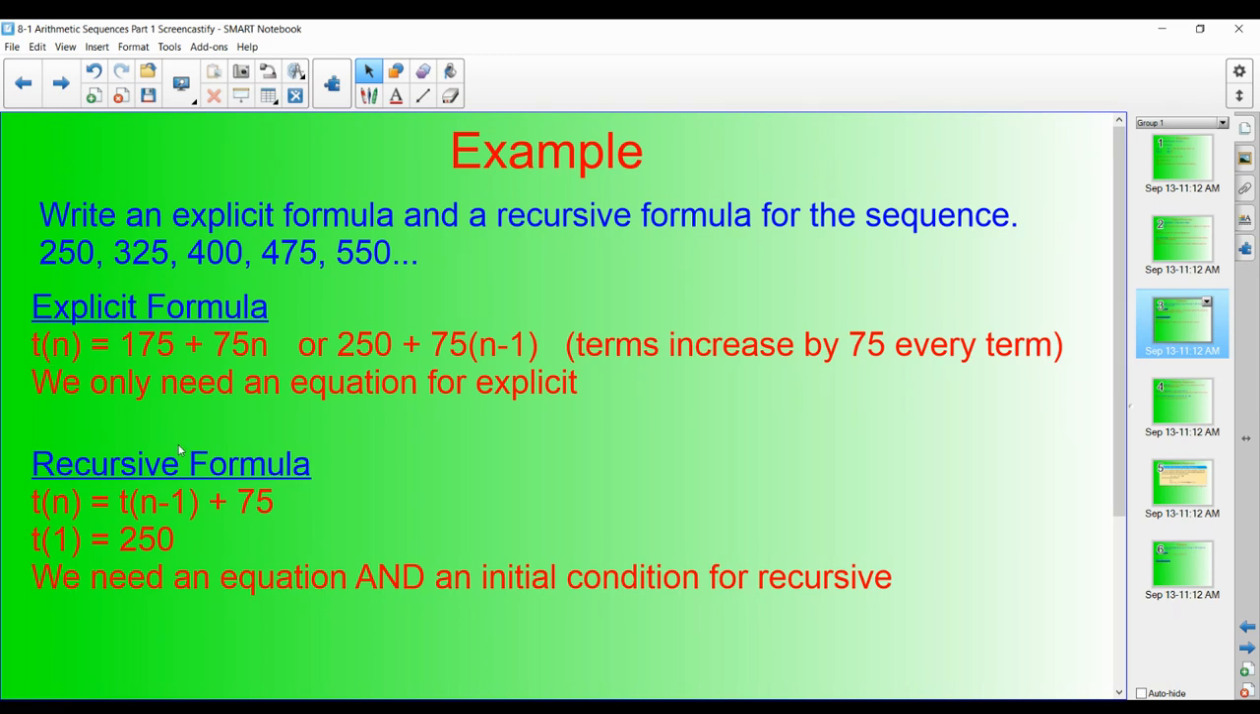Now the recursive formula, I need to give it directions. So in order to get to t of n, I need the step before that. I need to know the term before that, and I need to know what I'm doing every time. So the plus 75 is what I'm doing every time to the previous term to get to the next term. And I also need a starting point. So I could say t of 1 equals 250 or t of 2 equals 325. I need to tell the person some information so that they can move forward and move backward from that point.